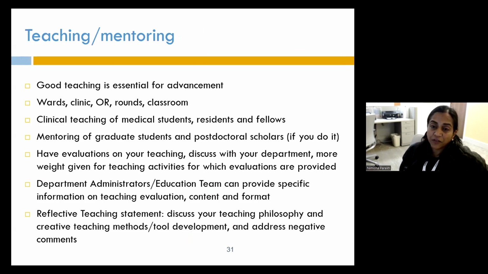Teaching and mentoring. For HS clinical faculty, good teaching is essential. Remember, it does not have to be formal didactic lectures. If you are a busy clinician, you're teaching on the wards, in the clinic, in the OR, procedures, rounds, classroom, and you need to highlight what you're doing. Clinical teaching includes medical students, residents, fellows. You can include if you're teaching nursing staff, APPs, techs, medical assistants. You can include all of that.